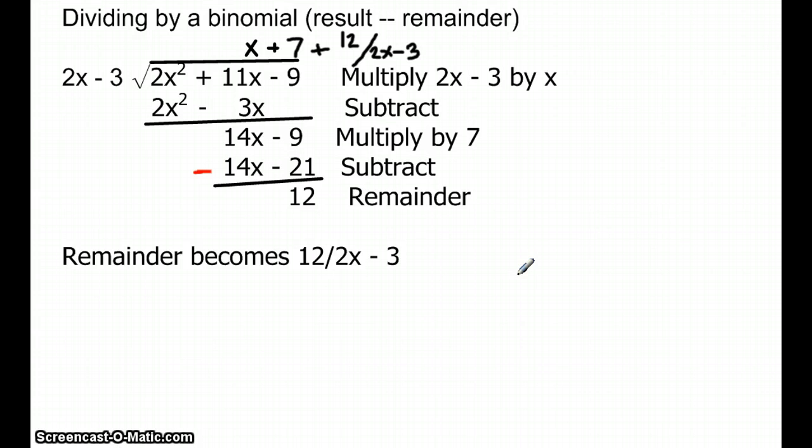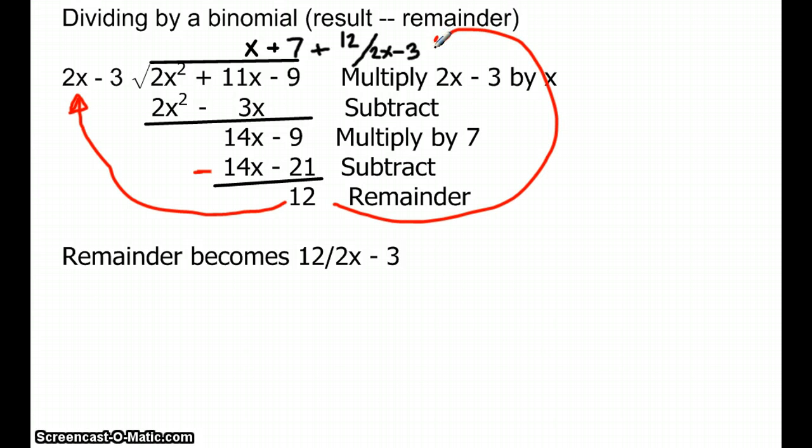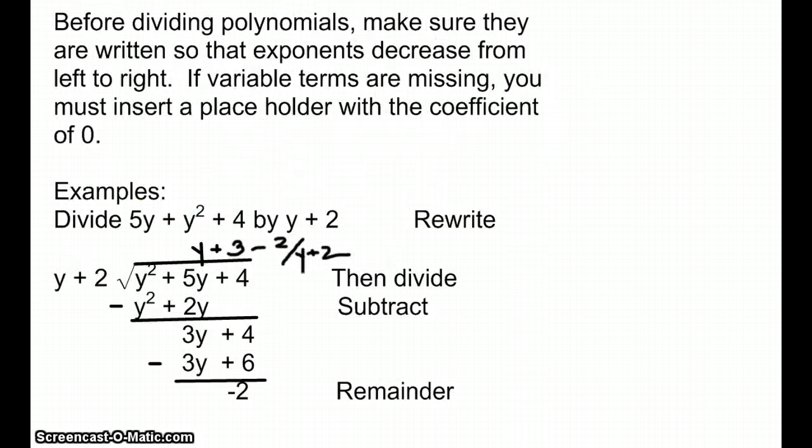2x cannot go into 12. So what do you do with that remainder? That remainder becomes 12 divided by the 2x minus 3. And you have to add that to the end of the term here. So your answer actually becomes x plus 7 plus 12 divided by 2x minus 3.